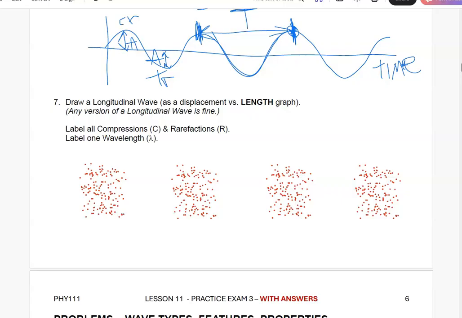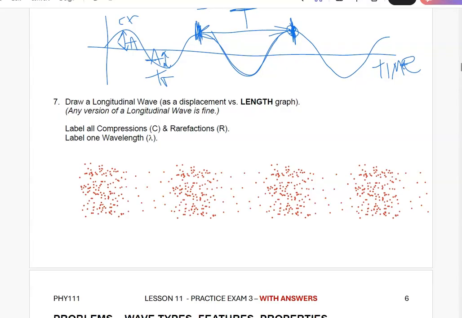Now we'll fill the spaces between the compressions with many fewer dots to represent the spreading of the rarefactions. So this would be a representation of a longitudinal wave, and you can see that it's very time consuming to draw. And you can certainly draw it this way, and it's probably the most accurate representation of a longitudinal wave, but you could also draw it in certain shorthand ways.